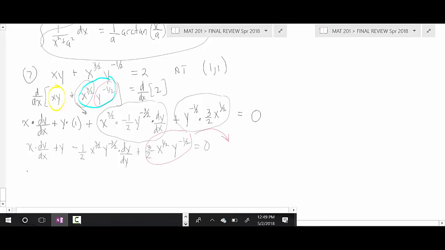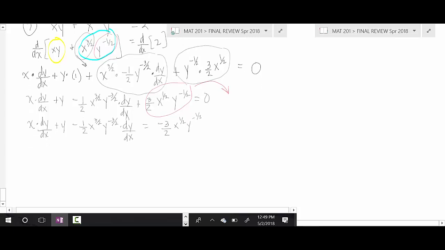You can skip a few of these steps, but I'm going to write the steps carefully. So I have x times dy over dx plus y, and that should be a dy over dx, minus 1/2 x to the 3/2 y to the negative 3/2 times dy over dx, and then that's equal to negative 3/2 x to the 1/2 y to the negative 1/2.